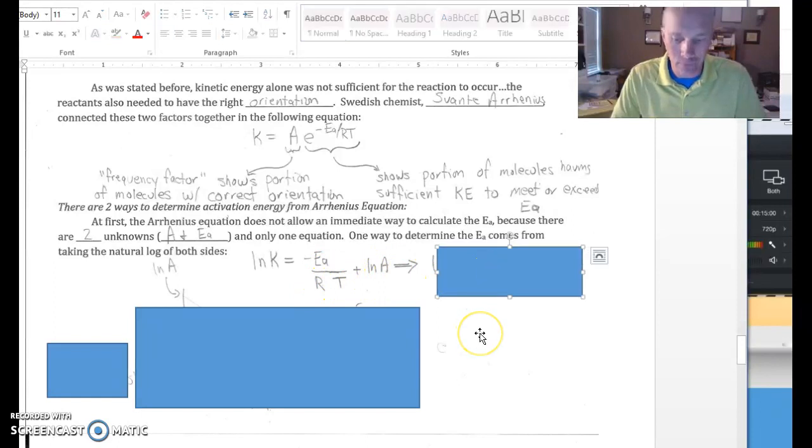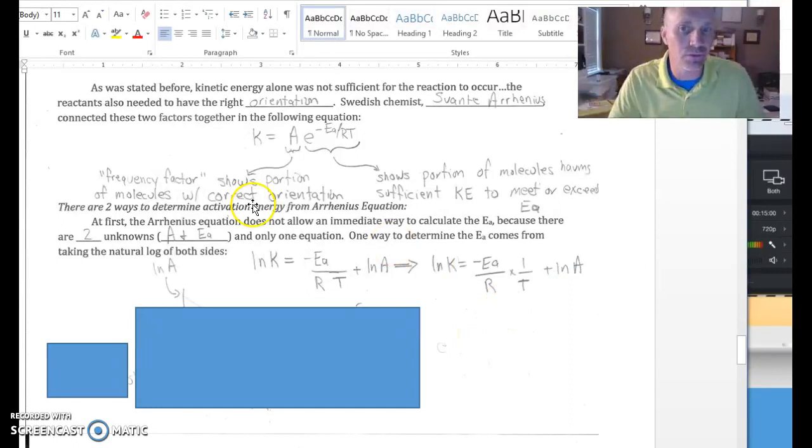And what I'm going to do right here is I'm just going to rewrite this in a way so it looks maybe a little bit more familiar. All I've done is I've broken this up to say, it's this times 1 over T. All right, and that's so that it looks a little bit more like a Y equals MX plus B type of format.